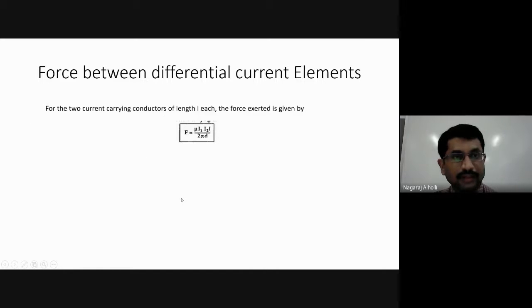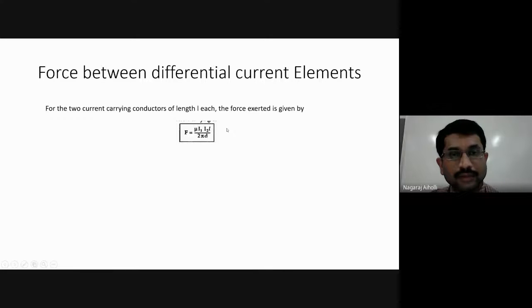Okay. Then for two current carrying conductors, each of length L, and the distance between them is small d, the force exerted between the two current elements is given by F is equal to mu I1 I2 L divided by 2 pi d, where small d is the distance between the two parallel conductors.